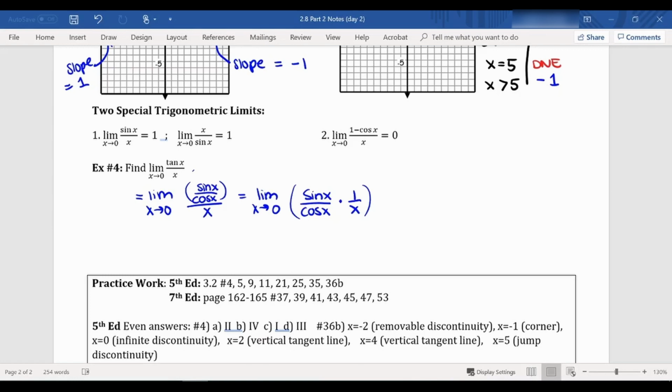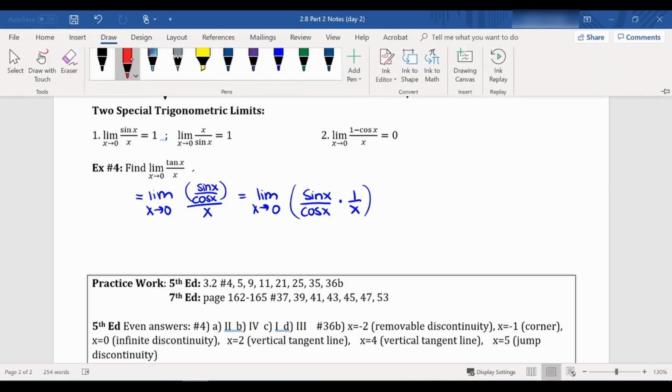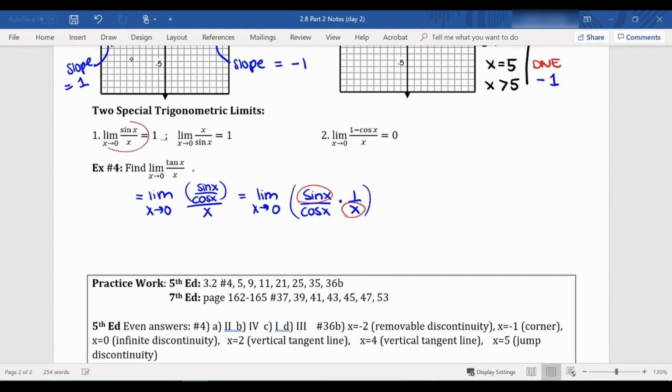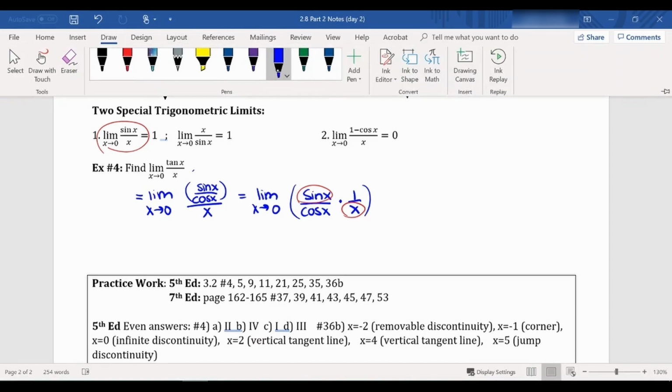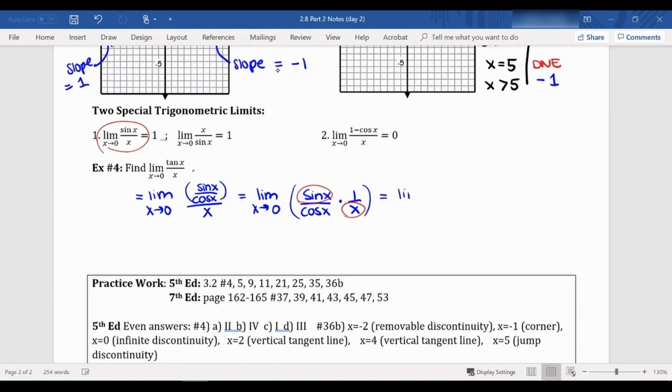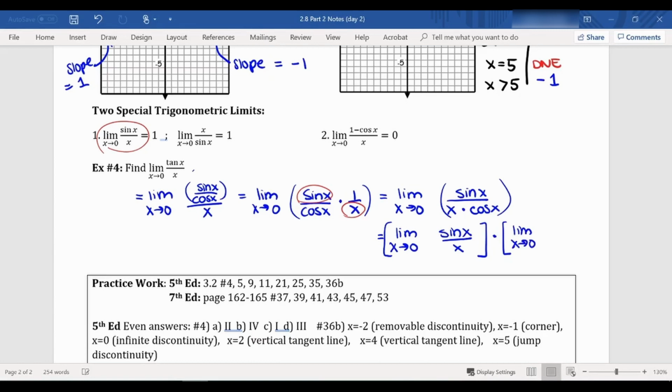If I do that, I can see that this kind of looks like if I had this sine and this x, this would look like this one. But a reminder from our limit laws, I'm allowed to rearrange this. So I would choose to rewrite this once again as sine x over x times cosine x. And a reminder from our limit laws, what we're allowed to do here is break this down into the limit of sine x over x times the limit of 1 over cosine x.